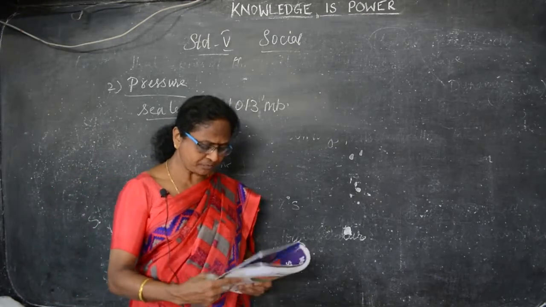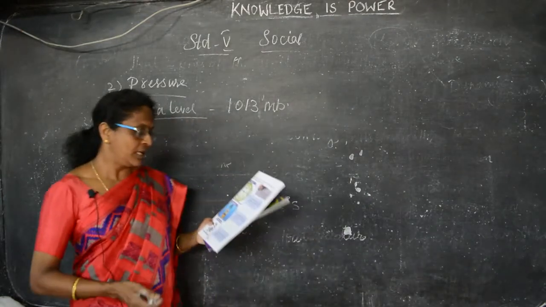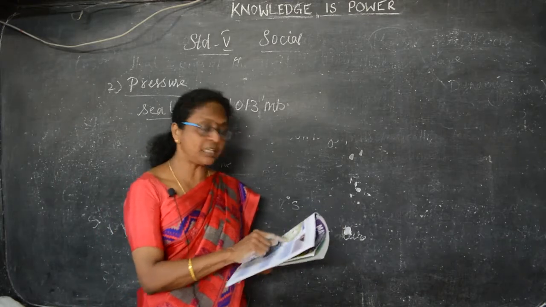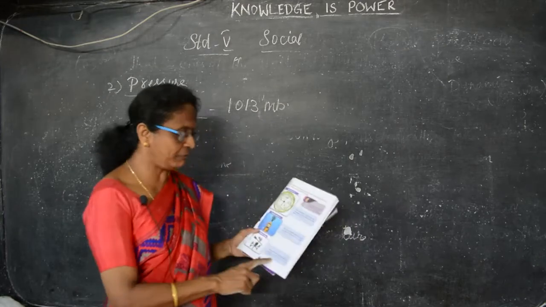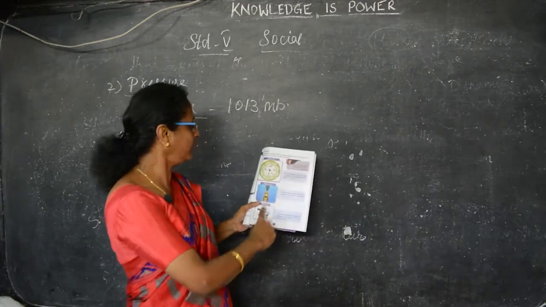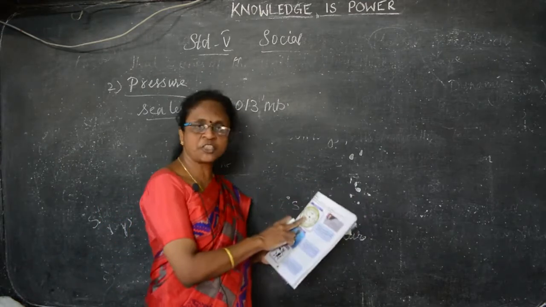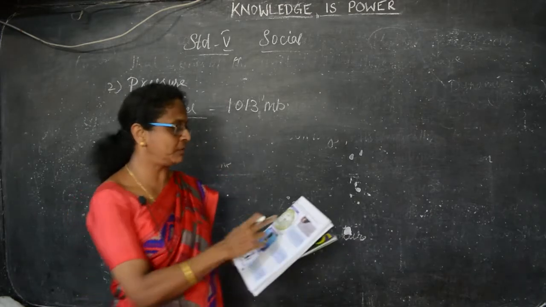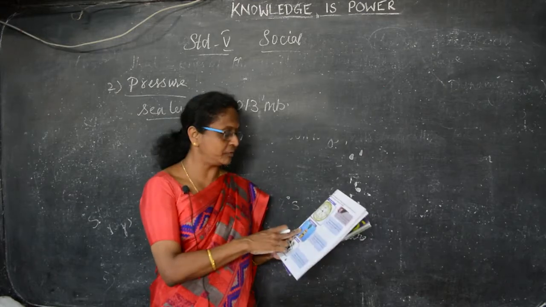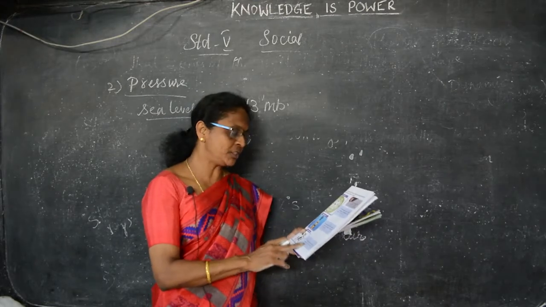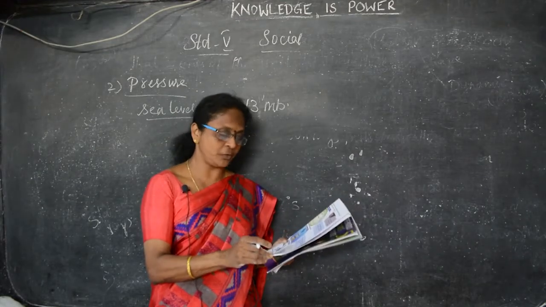The instrument which is used to measure the speed of the wind is the anemometer. You take the book, page number 177, in this they have given the pictures. The instrument which is used to measure the direction of the wind is the wind vane. This is the wind vane, this is the anemometer, and this is the barometer, which is used to measure the pressure of the wind. The instrument used to measure the speed of the wind is the anemometer. The instrument used to measure the direction in which the wind is going is the wind vane.